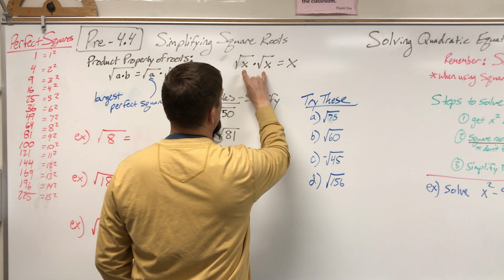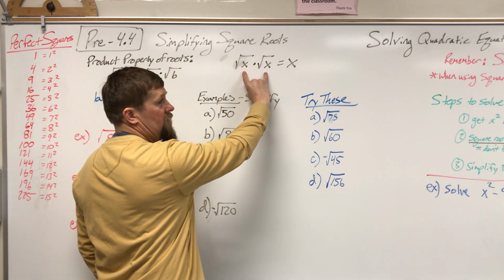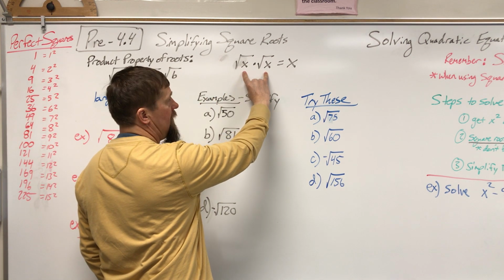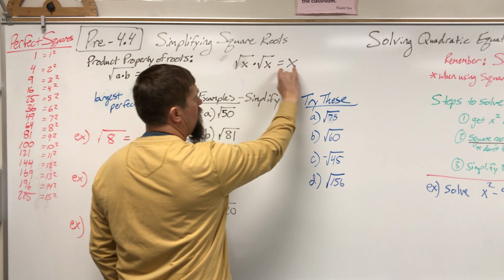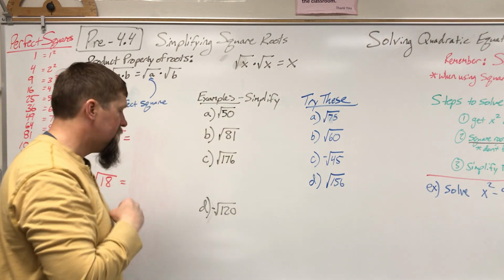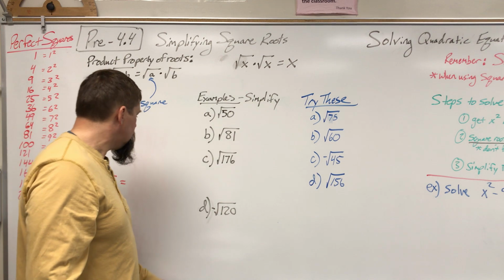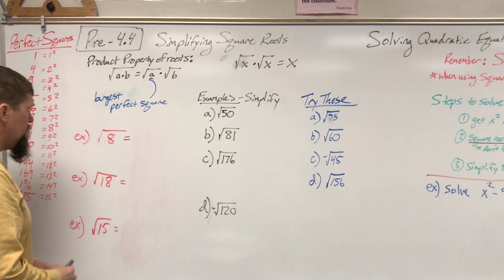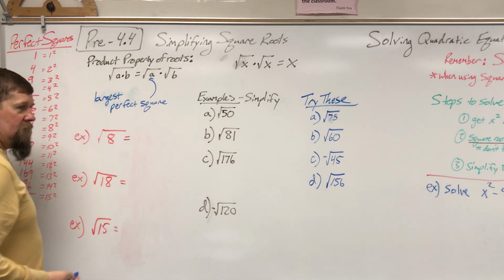Another concept is that if you have two factors that are the same, the square root of x times the square root of x, that of course is just x. So that's going to come up as well. Okay, so let's go through example square root of 8.